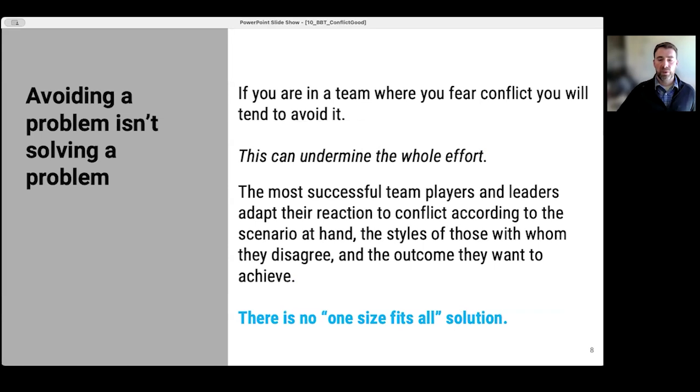Avoiding a problem isn't solving a problem. I should have put the elephant that I have up in the communication slide deck here. If there's an elephant in the room, talk to it. If you're in a team where you fear conflict and you tend to avoid it, you're not doing yourself any justice. In fact, you're kind of hiding from the places where you might find new things. The most successful team players and leaders adapt their reaction to conflict according to the scenario at hand.